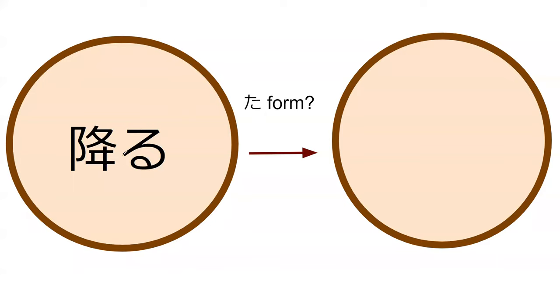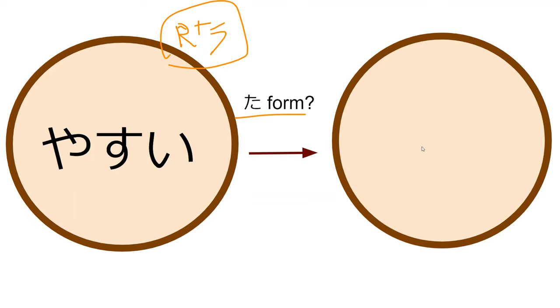So this verb right here, it ends with r plus u. How would you put this into ta form? Furu becomes futa. Yep, futa. Perfect. Do you know what yasui meant? Yasui.